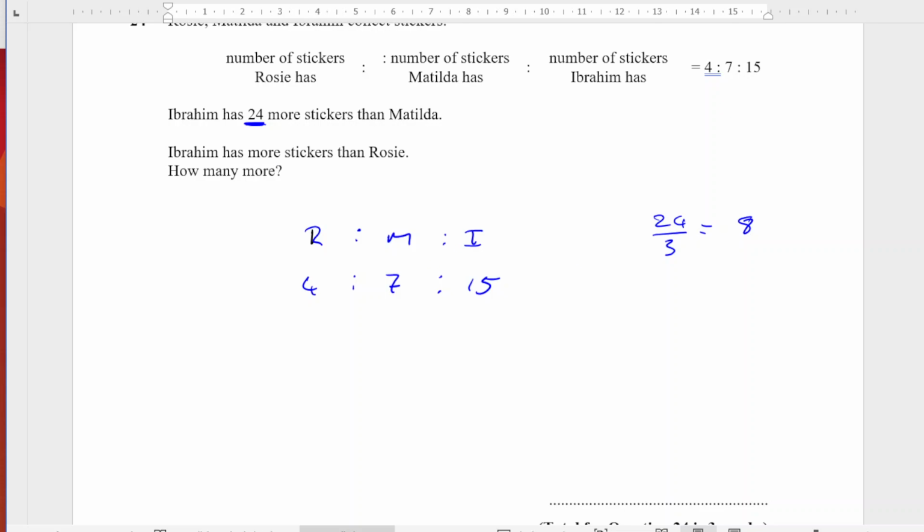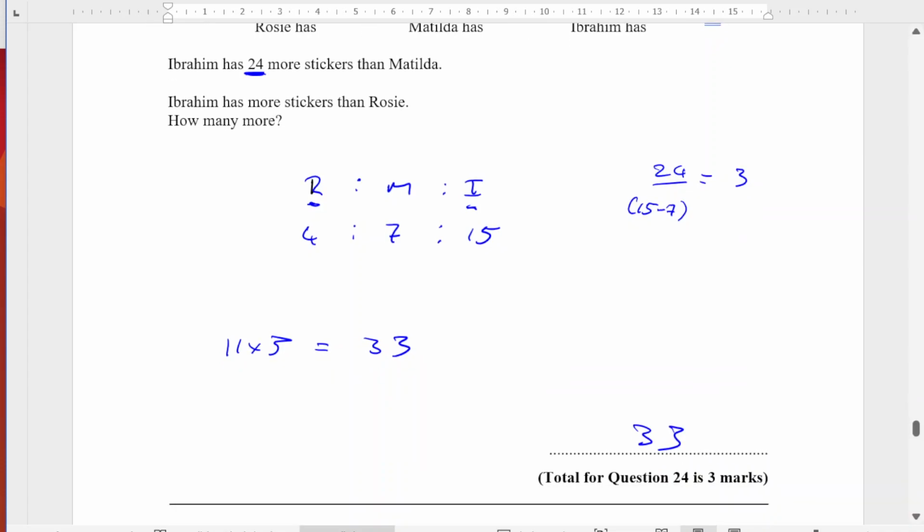So it's I has 24 more than M. So he's got 8 more parts because 15 minus 7 is equal to 8. So each part is worth 3. I has more stickers than Rosie. So he's got 11 more parts. So it would be 11 times by 3, which would be 33. I don't need to work out each person's total in this question. I just need to work out how many more parts.